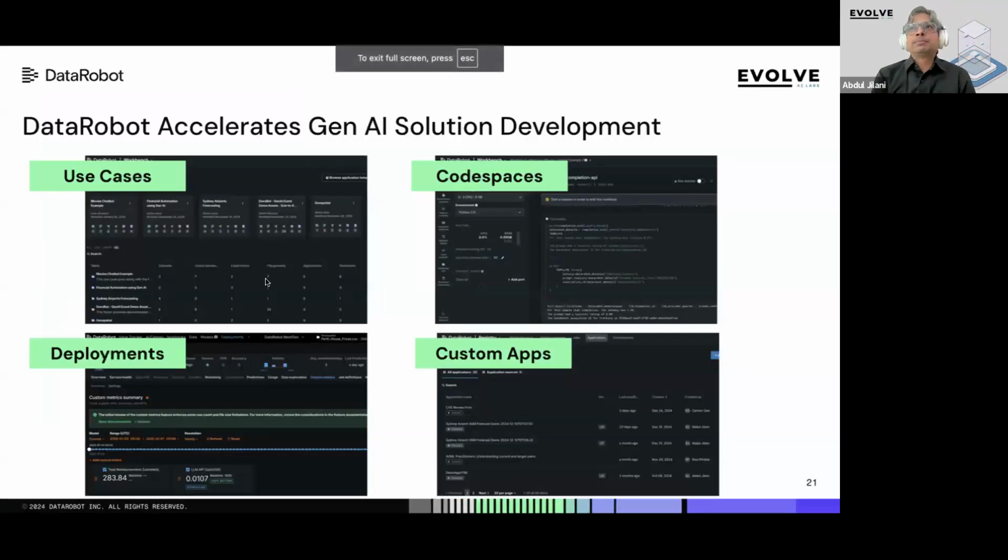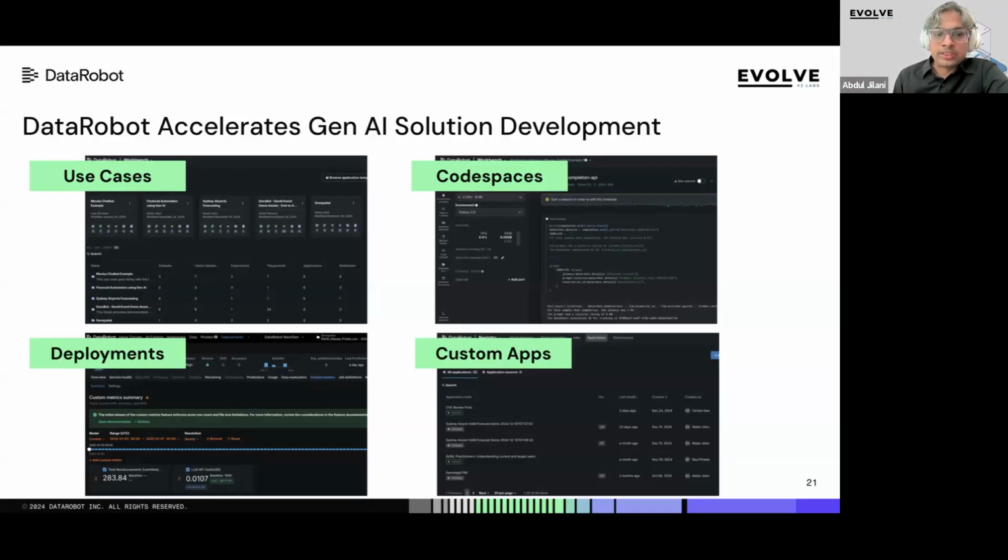So what were the key features of DataRobot that helped us build this solution? DataRobot helped us accelerate this development cycle because we used these key features: use cases for collaboration, grouping of artifacts, and allowing role-based access to them. Code spaces provide us environments so that we can run our scripts. The customer didn't have to enable servers with Python servers and dedicated servers to be able to do this.